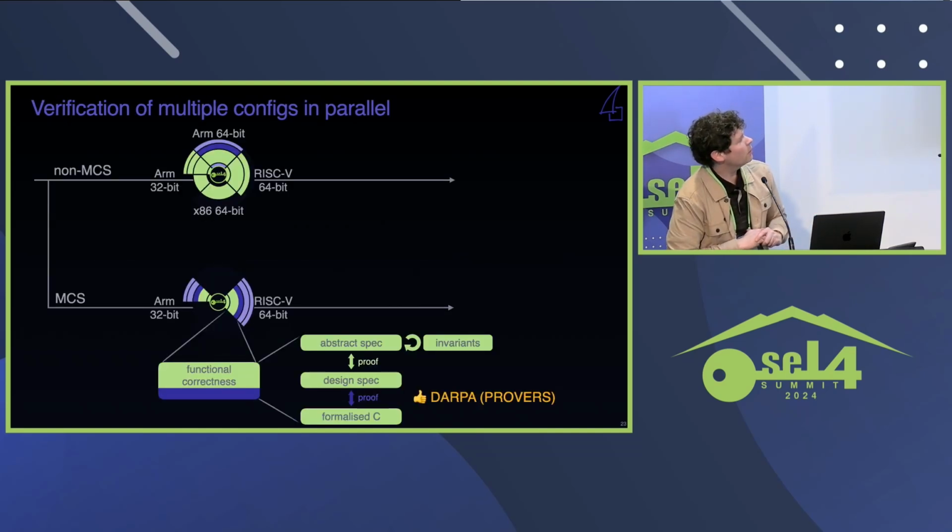So here's how we're working in parallel with these two developments of proofs. We have the non-MCS version of seL4 with all of the proofs that I mentioned just before for all these different architectures. And then for MCS itself, we are working just on a couple architectures at the moment. We've got ARM's 32-bit architecture and then RISC-V 64-bit.